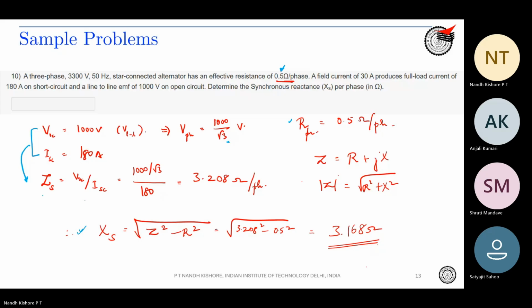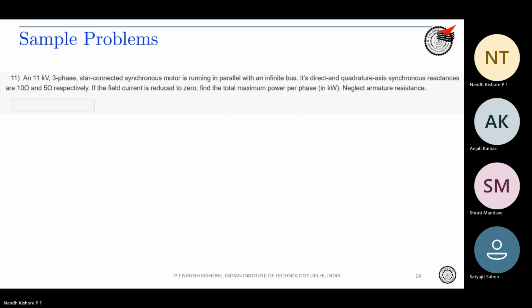Okay. So if this is fine, we will move to the next question. An 11 kV three-phase star-connected synchronous motor is running in parallel with an infinite bus. Its direct and quadrature axis reactances are 10 ohm and 5 ohm respectively. If the field current is reduced to zero, find the total maximum power per phase. Neglect armature resistance.